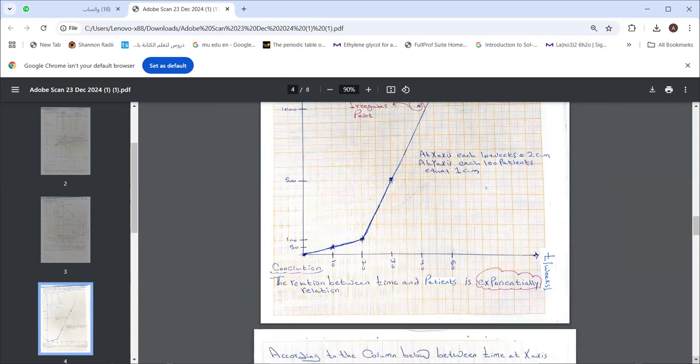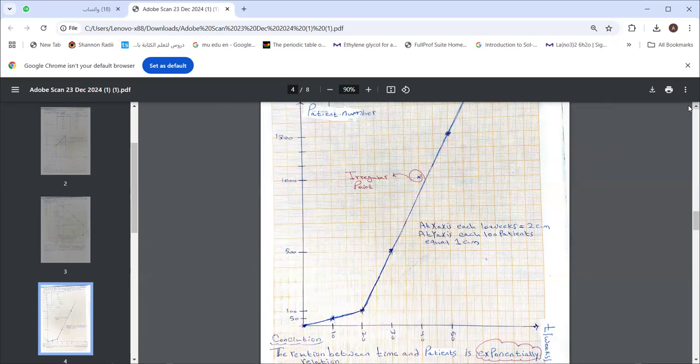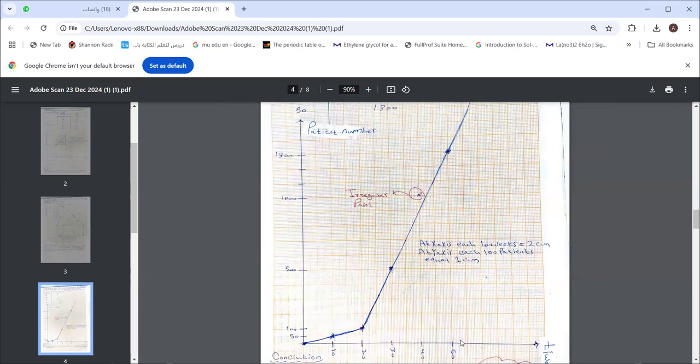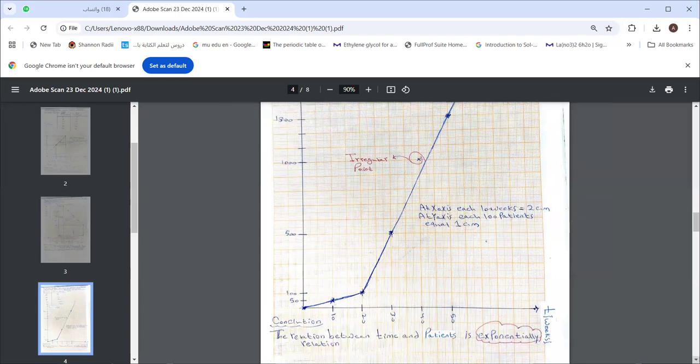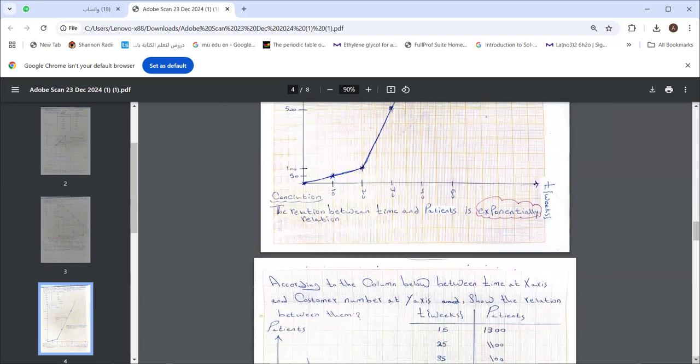The conclusion between them is exponential, and it's important to say that at week number 20, the patient number is increased too much to reach 1,300 at week number 50. Okay, I forgot to write it, but I'm saying it now. You can write my words.